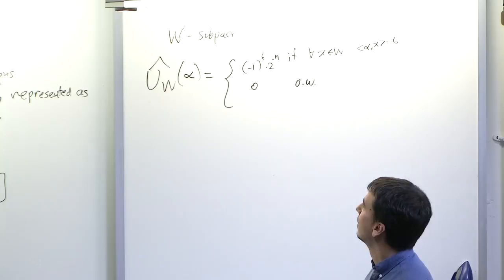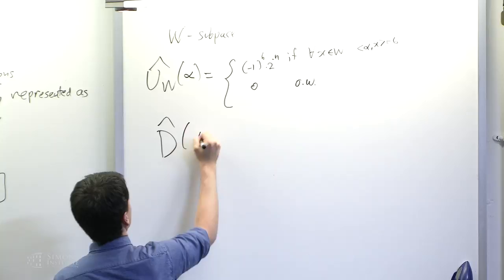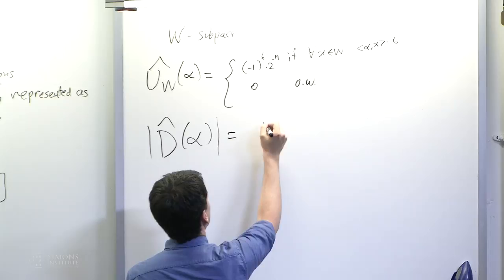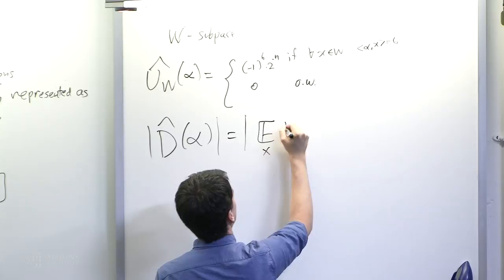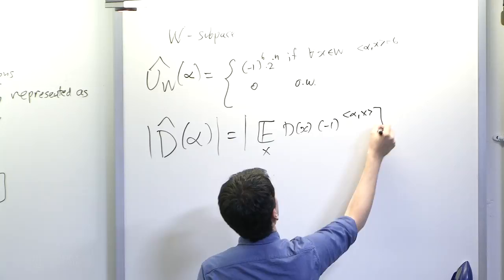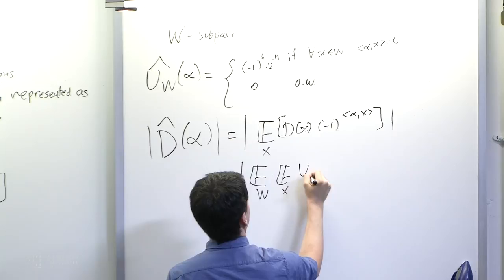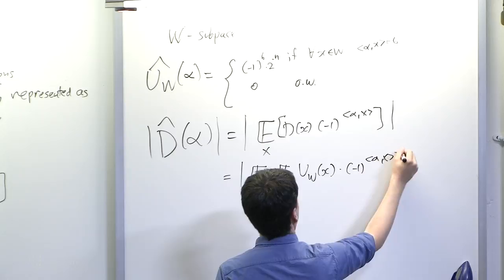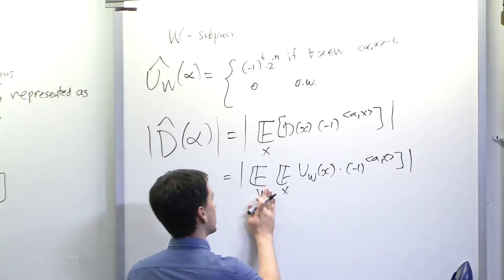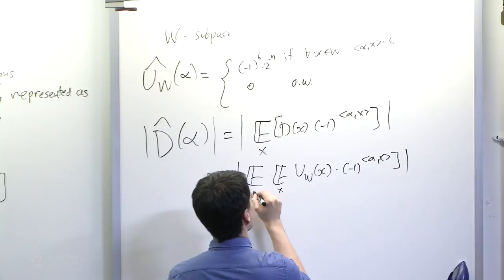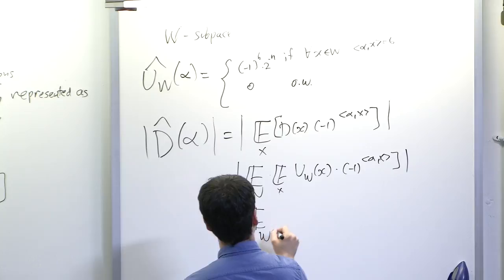And now I want to look at what is the Fourier coefficient of D. Right? So recall what this D is. We're taking expectation over W and then taking the uniform distribution over W. So this is the same as the expectation over x of D(x) times (-1) to the alpha x. This is the same as the expectation over W, expectation over x of U_W(x). Okay, now let's change the order of summation. You already did change the order. Ah, sorry. Yeah, I already did. Okay, so this is exactly the Fourier coefficient of U_W at alpha.